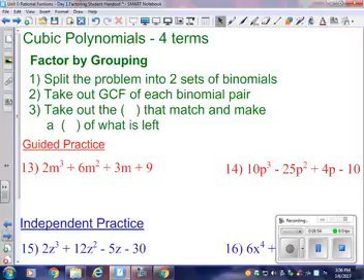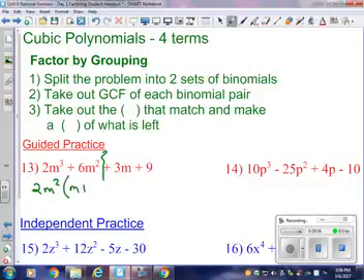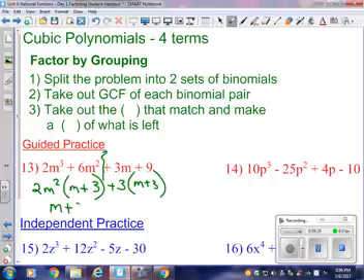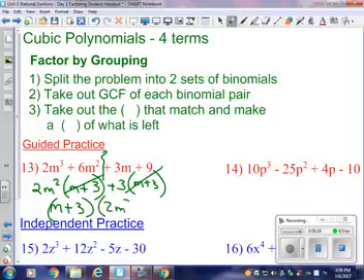It says split the problem into 2 sets of binomials. So that means that we're going to split it right here after the second term. It says take out the GCF. So 2m squared, m plus 3 would be left if I divide 2m squared into each one. I can take a 3 out on this side and get m plus 3. If you've done this correctly, those two parentheses have to match or it's not factorable. So that leaves you with m plus 3, and if I take out that GCF on both of those, I get 2m squared plus 3 is the other parentheses.